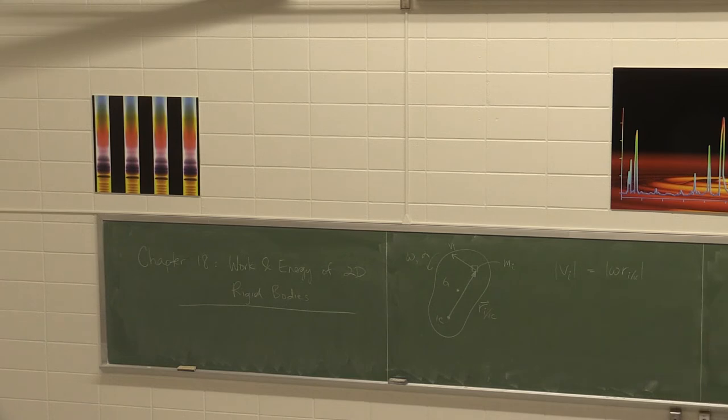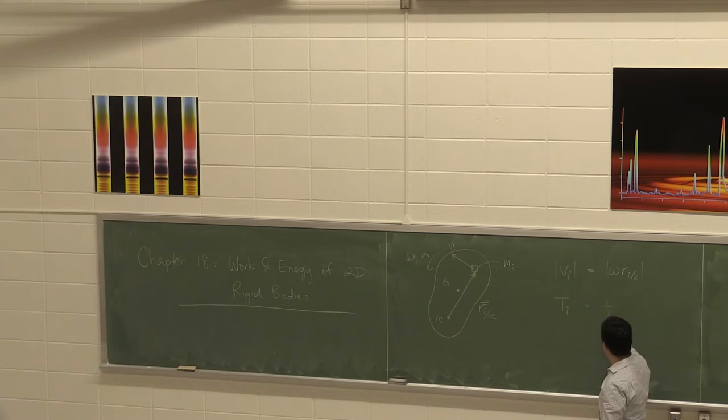Right? No problem there. That's the definition of IC. So what about the kinetic energy of this rigid body? The kinetic energy of the rigid body has to be just the sum of all the kinetic energies of all the little bits of mass. So you would expect it to be like this.